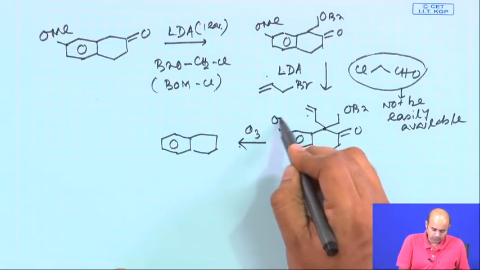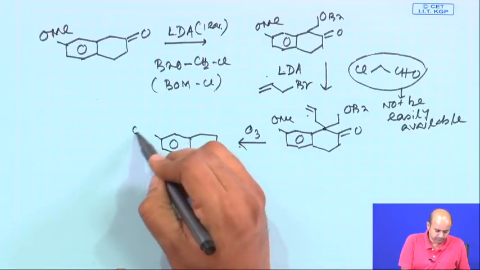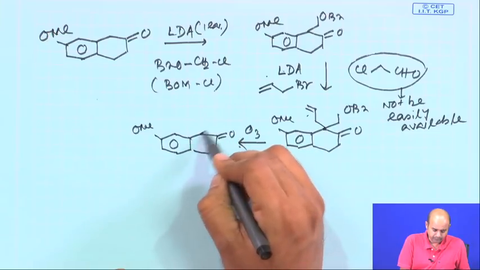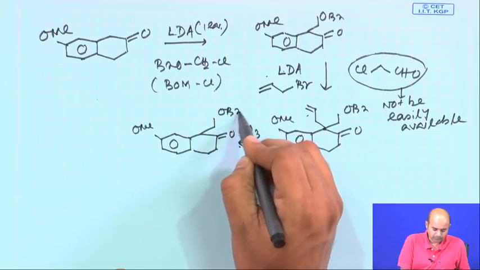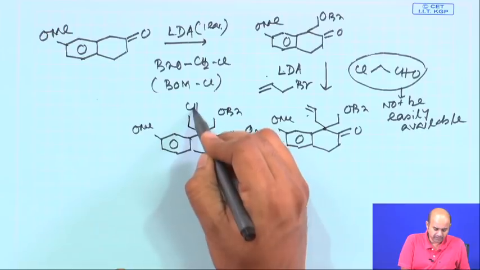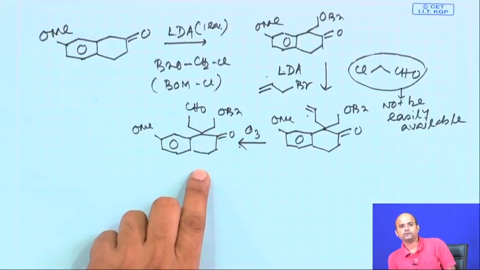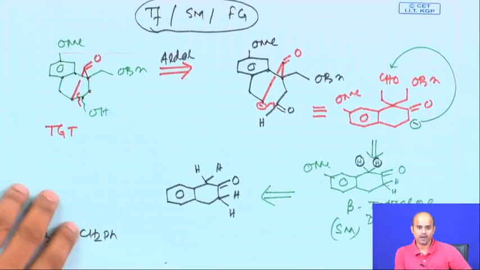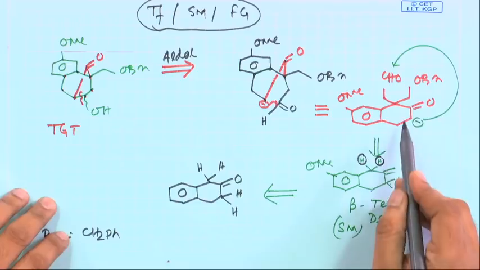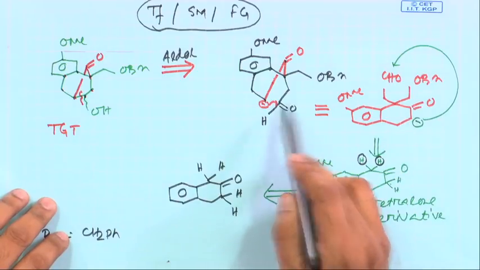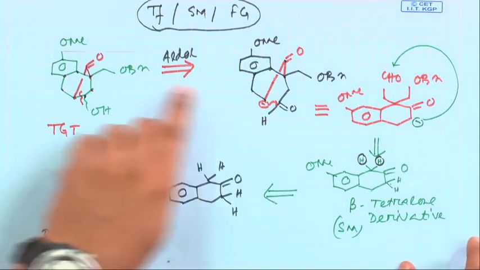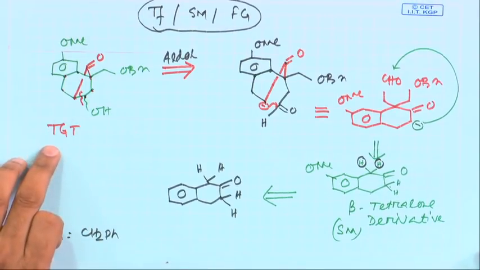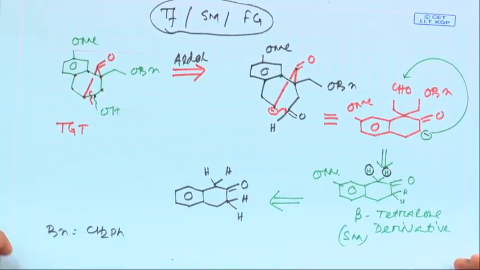Your O-methoxy group will always be there. You do an ozonolysis and then you basically get this compound. Now, this compound you can try to take back to the original retro. It is nothing but this. You try to draw it in this way and then do an intramolecular aldol. You can now finish off the retro in an elegant way.